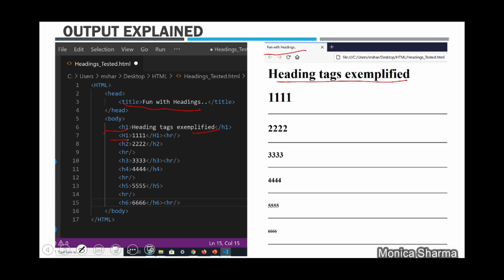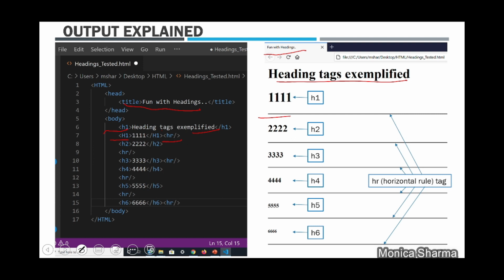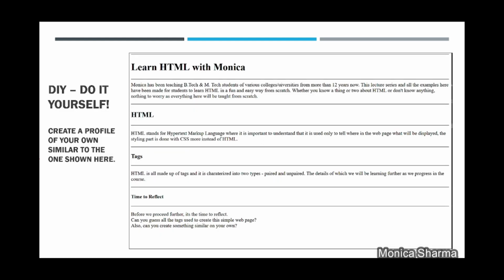Following H1, we have written HR, which is a horizontal rule. So you can see on the output screen, there is a horizontal rule or a horizontal line after the heading H1. So the H1 heading has been displayed. The H2 heading has a smaller size than H1. H3 has a smaller size than H2. H4 has a smaller size than H3. H5 has a smaller size than H4 and H6 has a further smaller size than H5. And then the horizontal rules are there because there is a horizontal rule written after every heading tag in the code.